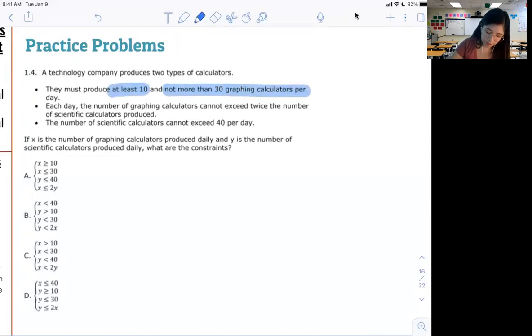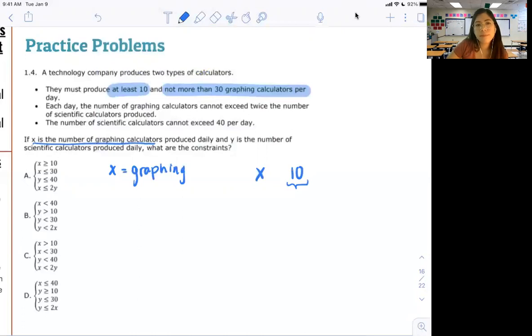graphing calculators per day. And it's telling me that graphing calculators, is that my X or is that my Y? X. Good. Yeah, X is the number of graphing calculators. So I'm going to start making a list that matches the bullet points. They must produce at least 10 graphing calculators. At least 10. So is 10 my maximum or my minimum? Minimum, right? They have to make at least 10. So do we want it to be less than 10 or greater than 10? Greater than. Can it be equal to 10? Yes, it can. So the number of graphing calculators must be greater than or equal to 10.